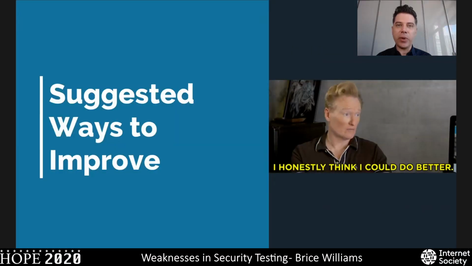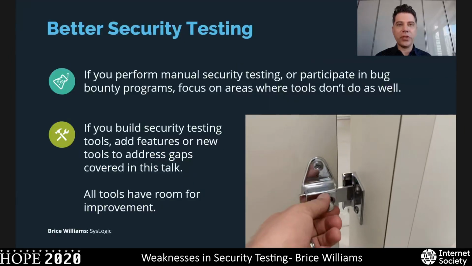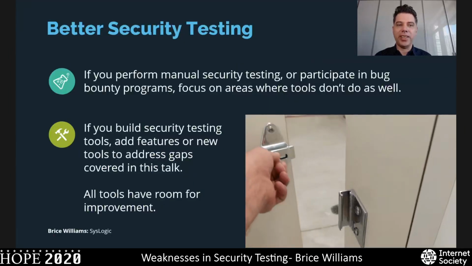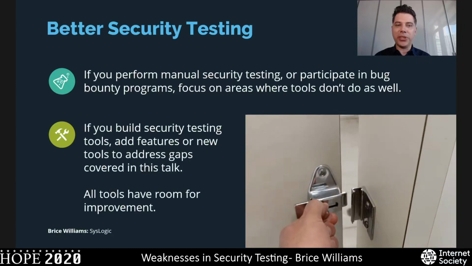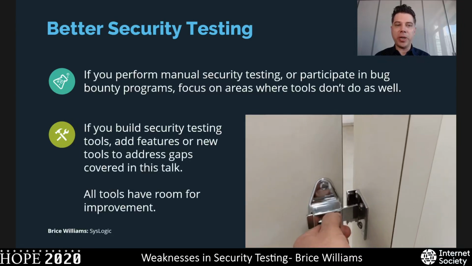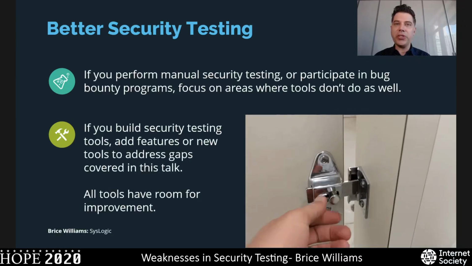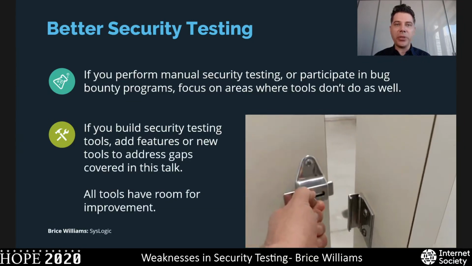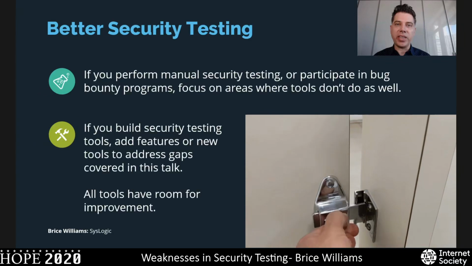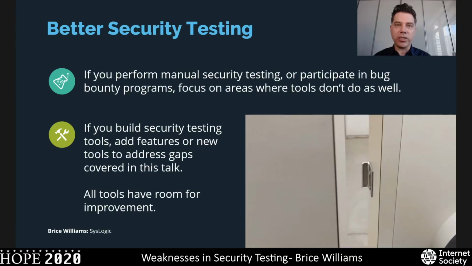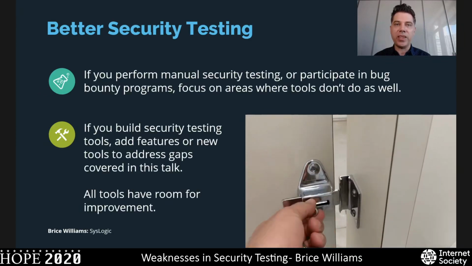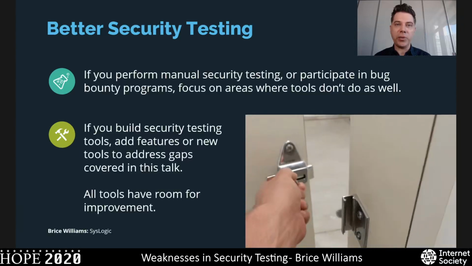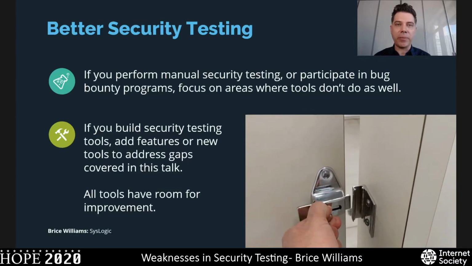In this next section, I want to look at some suggested ways to improve. First off, we have better security testing. If you perform manual security testing, or maybe you participate in bug bounty programs, I recommend that you focus on areas where tools don't do as well. This will give you more opportunity because you'll be able to focus on things that tools will overlook. Some of that low-hanging fruit that they're good at, you'll be able to get the more difficult items or the things that tools just aren't good at finding.